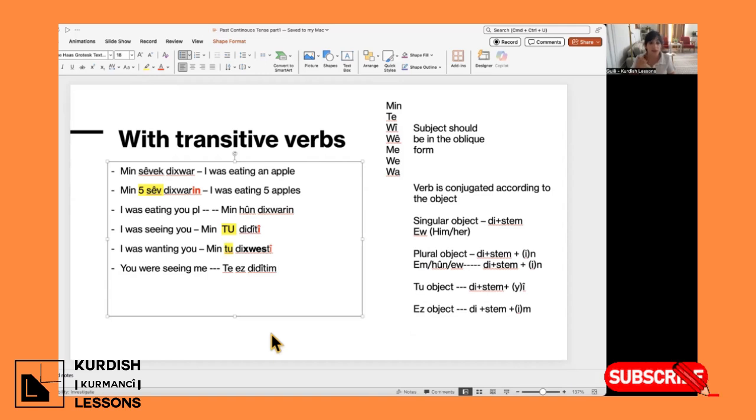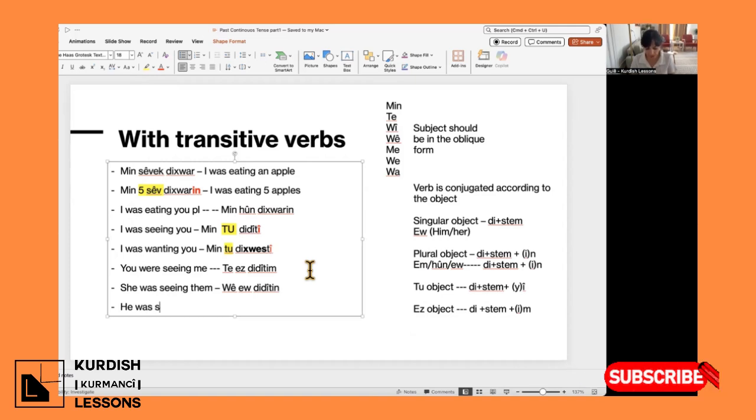It is easy in the present, but in the past tenses it's the other way around. So we did all these, I, you, but let's say you want to say she was seeing them. How do we say this? She was seeing them will be where the subject is in oblique form, and them should be in simple form, right?